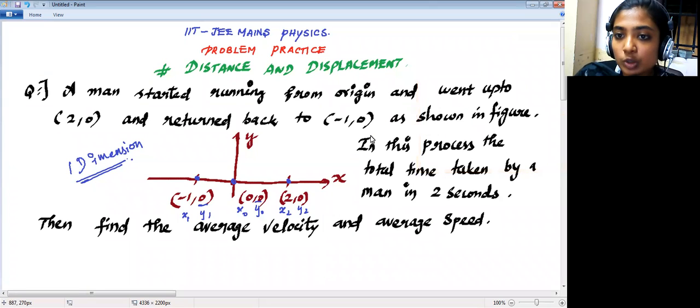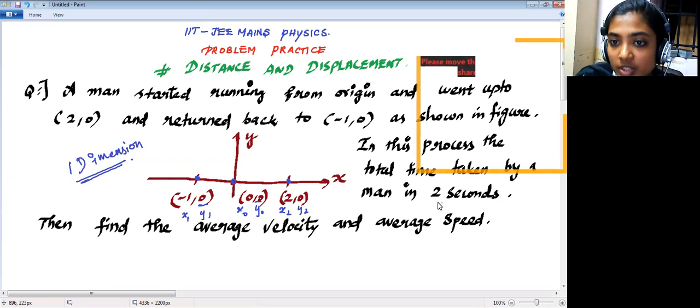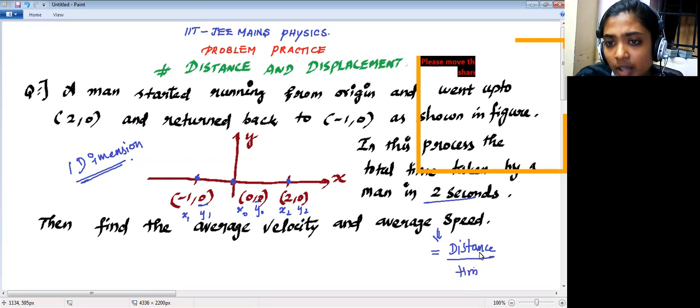In this process, the total time taken by the man is 2 seconds. Then find the average velocity and average speed. I know the time, right? For example, here average speed is nothing but distance divided by time taken. I know the time taken, which is nothing but my 2 seconds. And what about my distance? Then I have to calculate the distance.